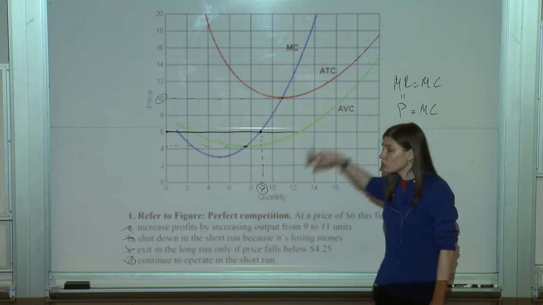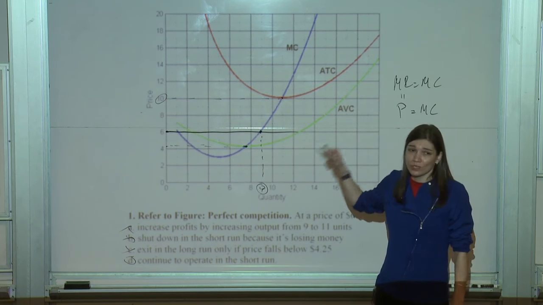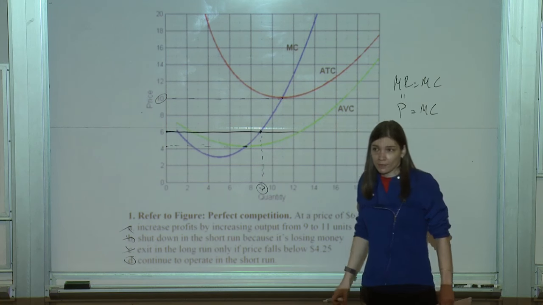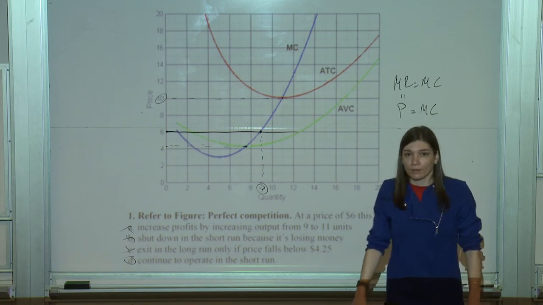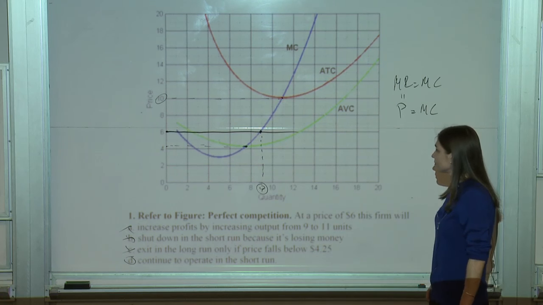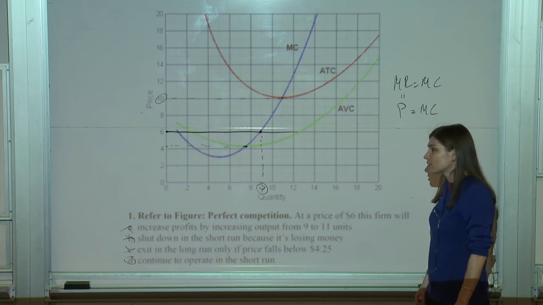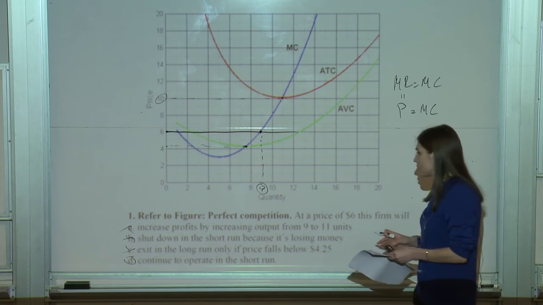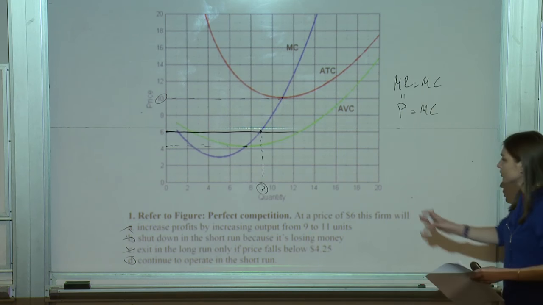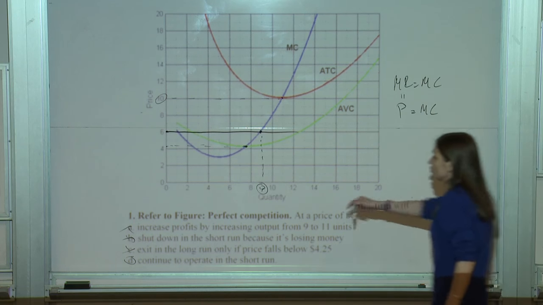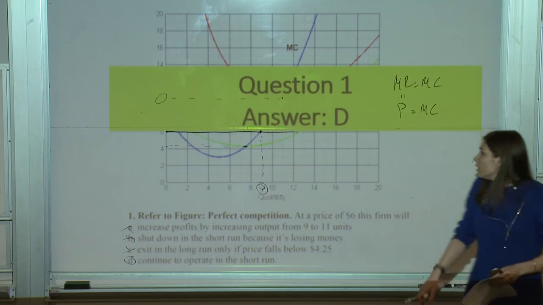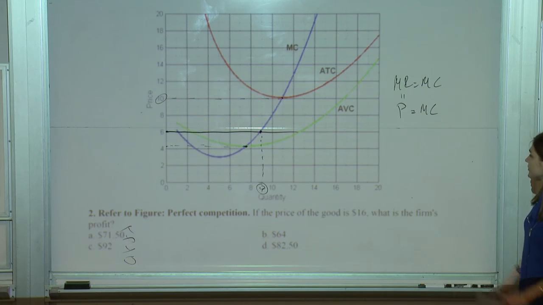And we know that the marginal cost curve is going to intersect both the average variable cost and the average total cost at their minimum. So that goes for both short run and long run. That is generally always true. So we know that at the price of 6, they would continue to operate in the short run. We also know that they would produce 9 units. So the answer is D.